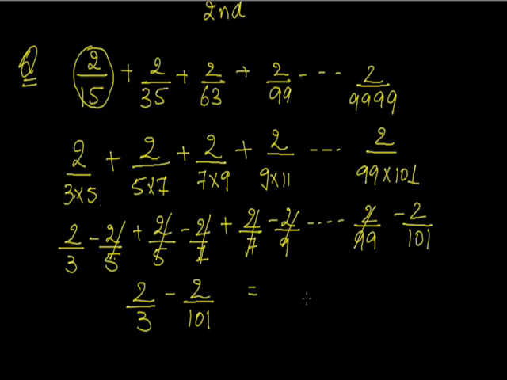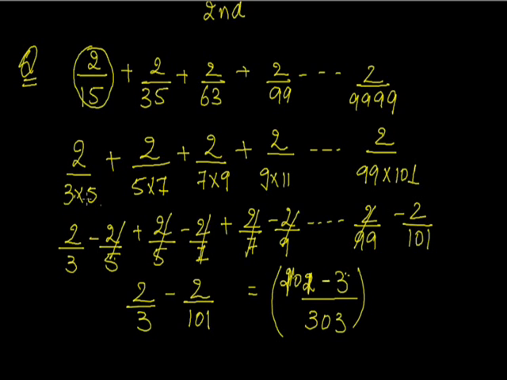Now it becomes so easy to solve. Then 3 and 101, LCM is 303. When you multiply, this will become 202 minus 6, that is 202 divided by 303. That is 101 minus 3.